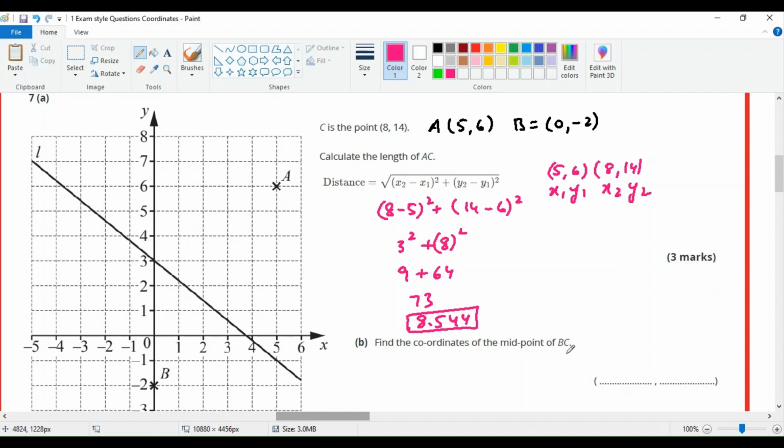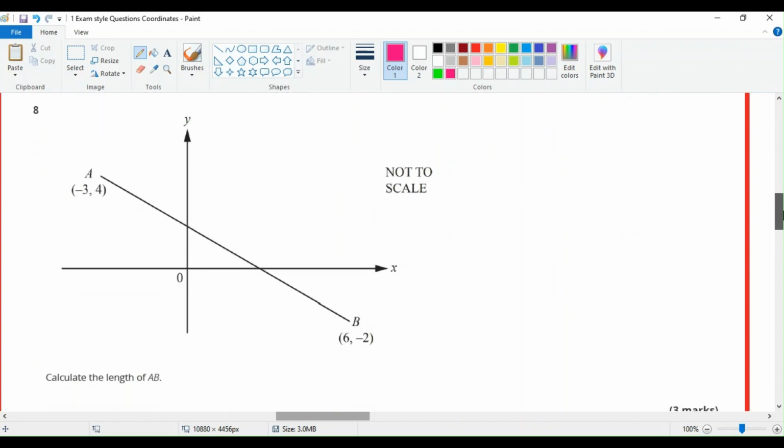Now we need to find out the midpoint of BC. Point B is 0, -2, and C is 8, 14. Now we can find out the midpoint easily. 8 plus 0 over 2, and 14 minus 2 over 2. That means 8 over 2 and 12 over 2. That means 4 and 6 is going to be the answer for the midpoint coordinates.